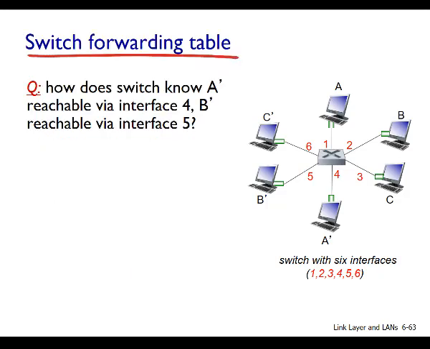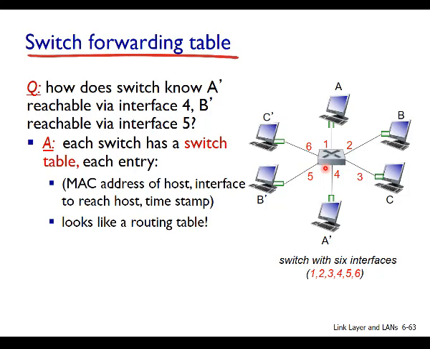So the next question we need to ask then is, how does the switch know that A prime, for example, is reachable via interface 4 and B prime is reachable via interface 5? Well, the answer is that every switch will have a switch table, and each entry of the switch table will contain a MAC address for the host, an interface to reach the host, and some timestamp. This switch table is going to look very much like a routing table.